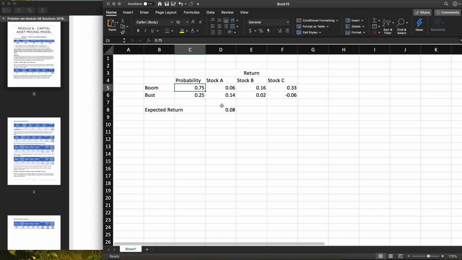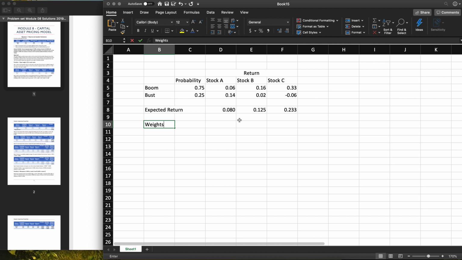There's probability right there. The message that I want you to get from this exercise is that there is a 75% chance that stock A gives a return of 6% and a 25% chance that it gives a return of 14%. And when you multiply 0.75 times 0.06 plus 0.25 times 0.14, you are going to get 8%. Since we locked the column and the rows for the probability, we can just copy and paste that across.